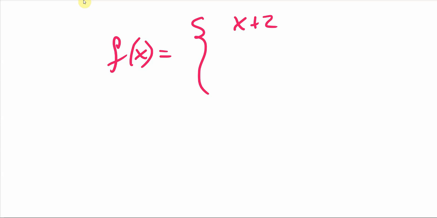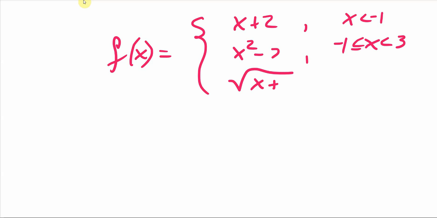Now, to throw things off, we can complicate it by giving you 3 functions: x plus 2. Use that one when x is less than -1. We can say x squared minus 7 when x is between -1 and 3. And then I can say use the square root of x plus 5 when x is bigger than or equal to 3. Now, in this piecewise function, it can get a little complicated. So I can ask the right hand limit or the left hand limit at -1, or I can ask the right hand limit or the left hand limit at 3.